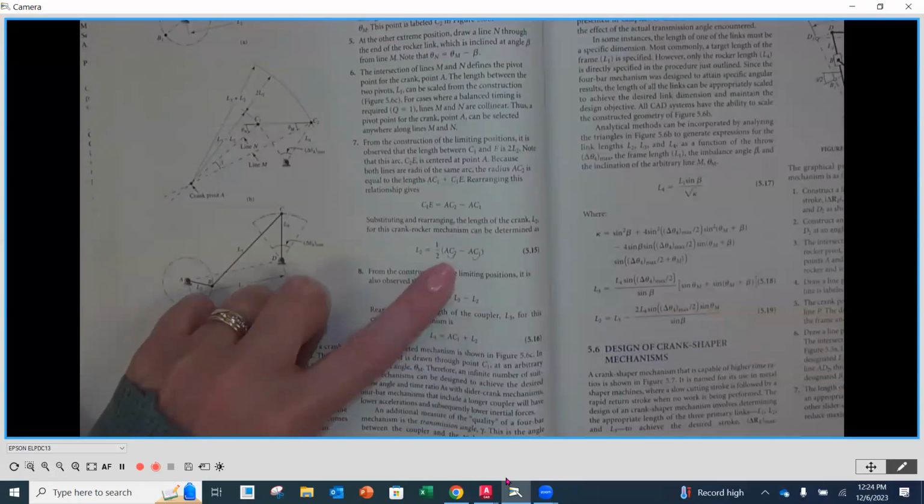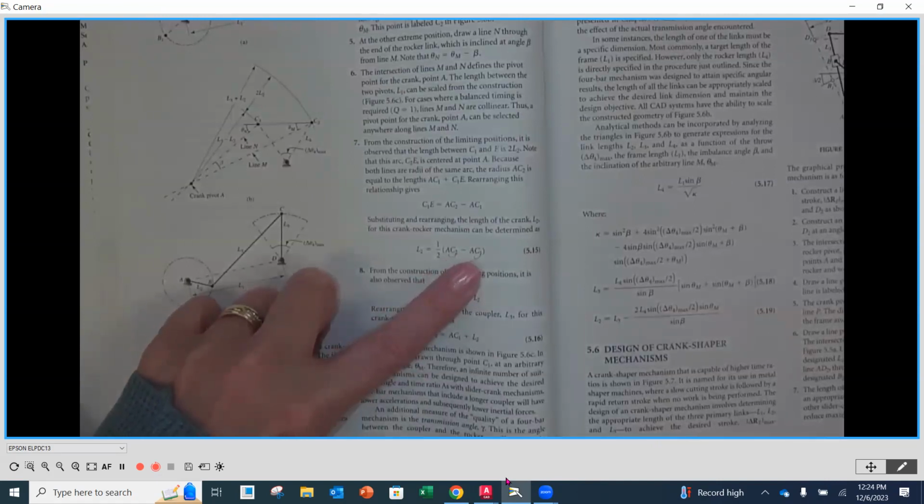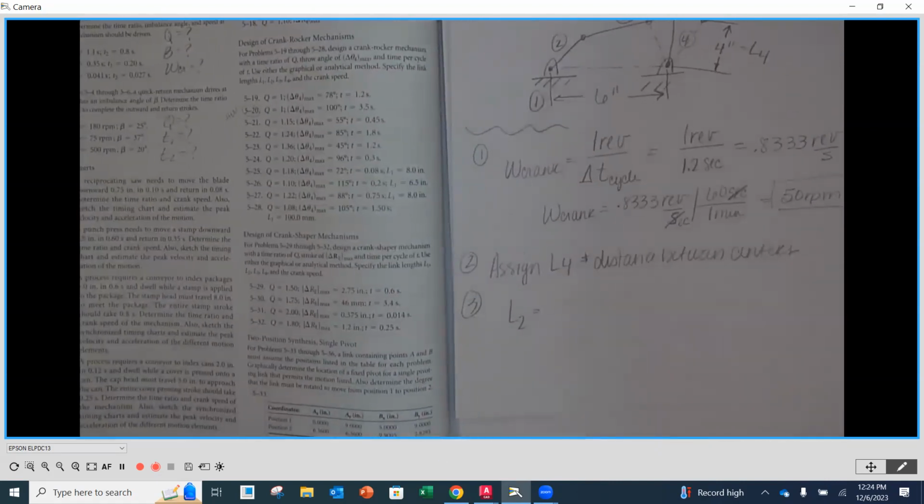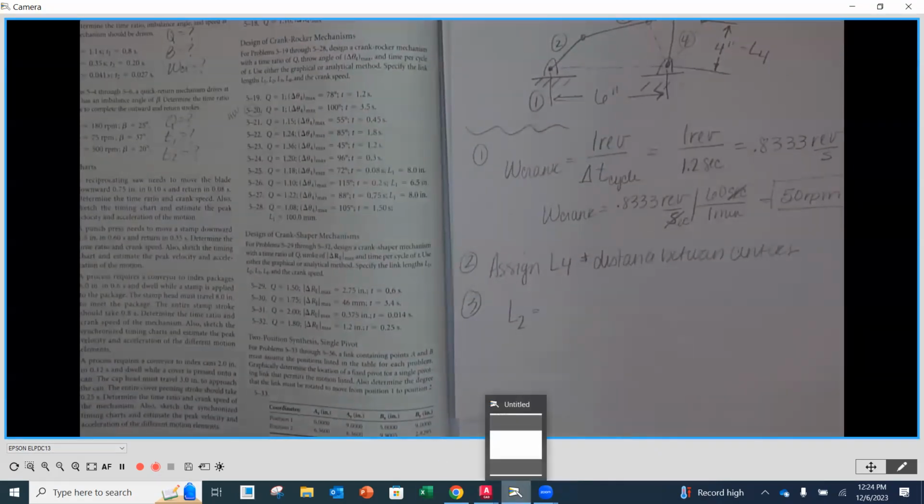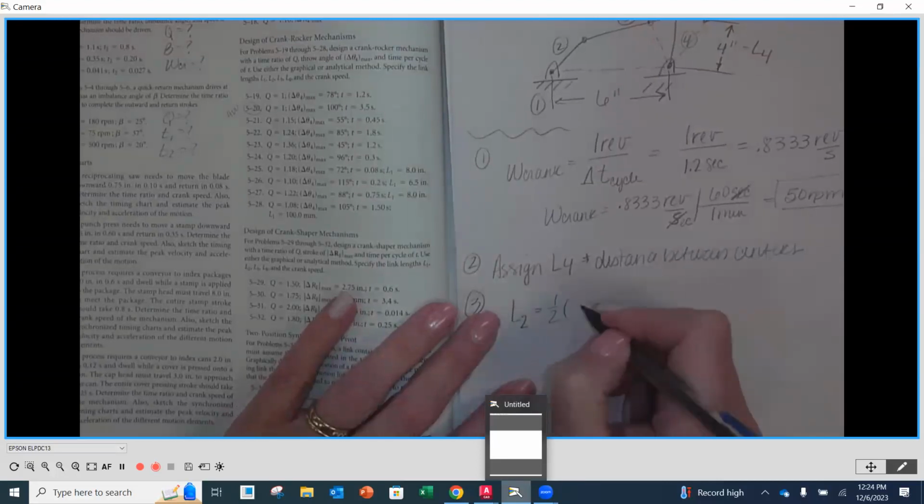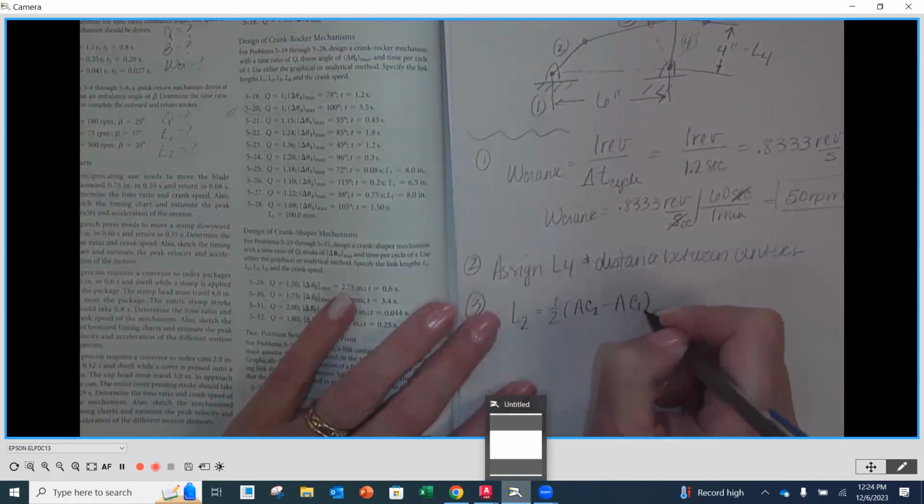So L2 is going to be equal to 1/2 times A times C2. That's the length from the center of rotation of link number 2 all the way to the endpoint of link number 4 in its furthest out position along that throw, minus A C1. And that's where you're going to have to do some of this construction in AutoCAD. So I'll write the equation first: 1/2 times A times C2 minus A times C1.